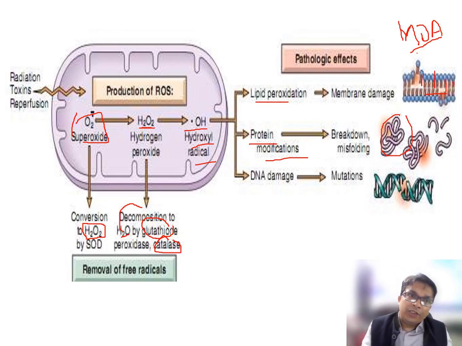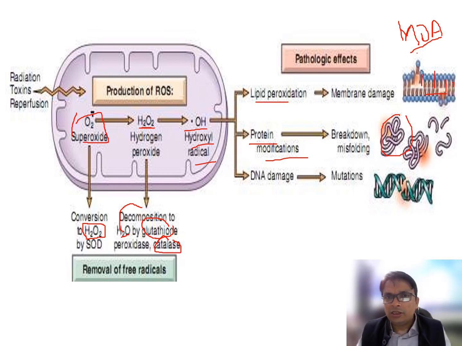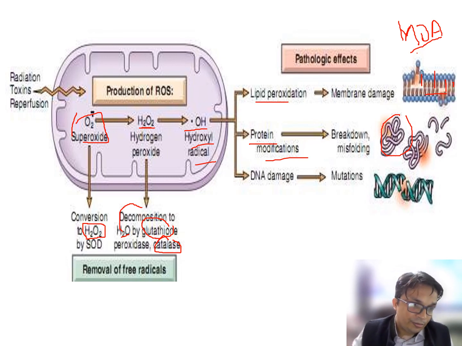Moreover, these free radicals have fewer electrons in their outermost orbit. It is an unpaired electron. Because of that, it is overactivated. That results in DNA damage too. This all results in what? Ultimately it results in cellular injury.